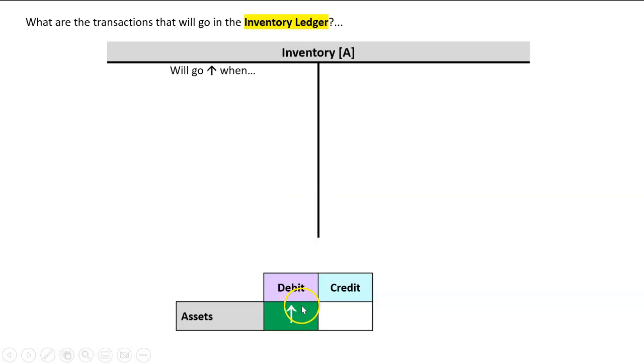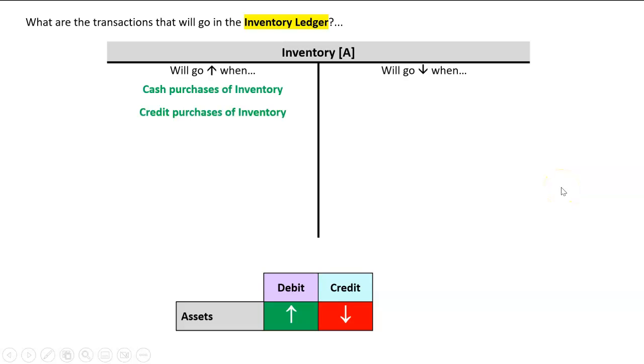The debits are always on the left hand side, but for an inventory account, it's going to go up when there's a debit, and it's going to go down when there's a credit. You also need to know what are the transactions that would make inventory go up and down. So we would have the cash purchases and credit purchases would increase inventory, and the opposite of that would decrease it. So the opposite of buying inventory for cash is selling it for cash, and the opposite of buying it for credit is selling it for credit.